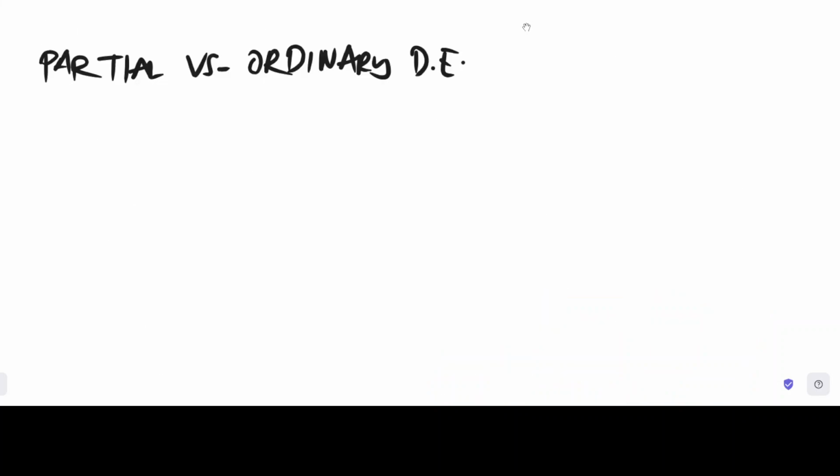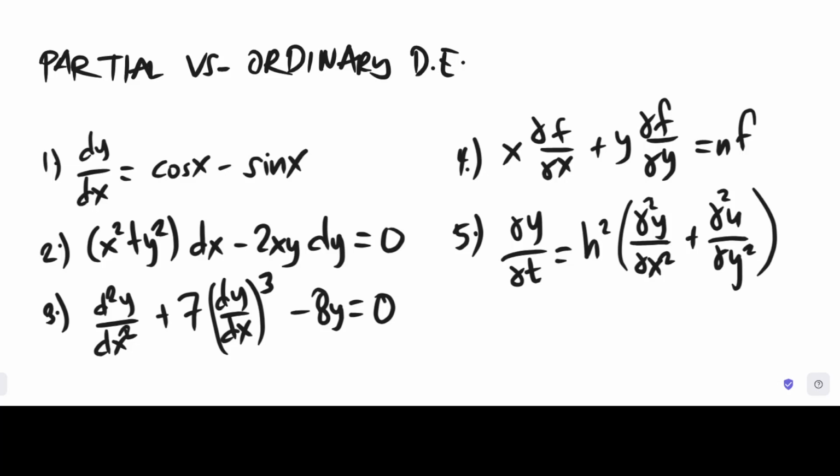For the next characteristic, we have the partial versus ordinary DE, or differential equation. Simply put, if the DE involves a partial derivative or partial differentiation, then that is considered a partial DE. If there is no partial derivative, then that is an ordinary DE. So if we go back to our examples earlier, the first example, again, we have dy over dx is equal to cosine of x minus sine of x, ordinary DE, because it does not involve any partial differentiation.